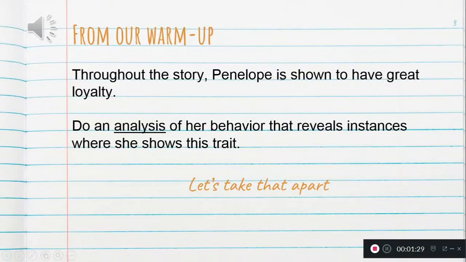To take it back to our Odyssey example, say we were to do an analysis of this character's behavior. It says, "Throughout the story, Penelope is shown to have great loyalty. Do an analysis of her behavior that reveals instances where she shows this trait." So, because an analysis means to take something apart into all of its individual pieces, let's take this apart.